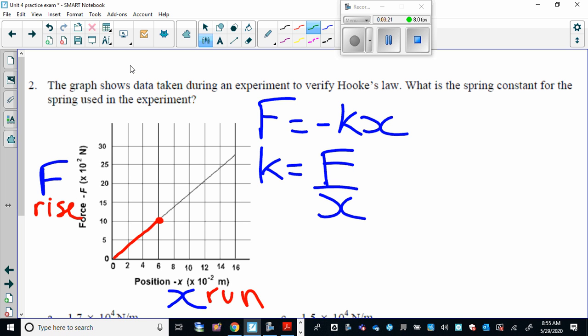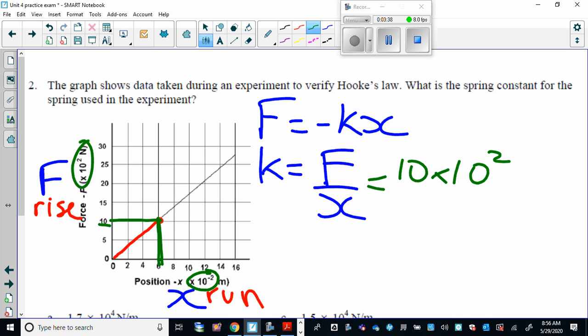And just find the rise over the run. So in this case, the rise is going to be 10 times 10 to the 2. And the run down here is going to be 6 times 10 to the negative 2. And then we punch that in a calculator. Now, since it doesn't go exactly to that point, we're probably not going to get the exact answer, but we're just going to pick the one that's closest.